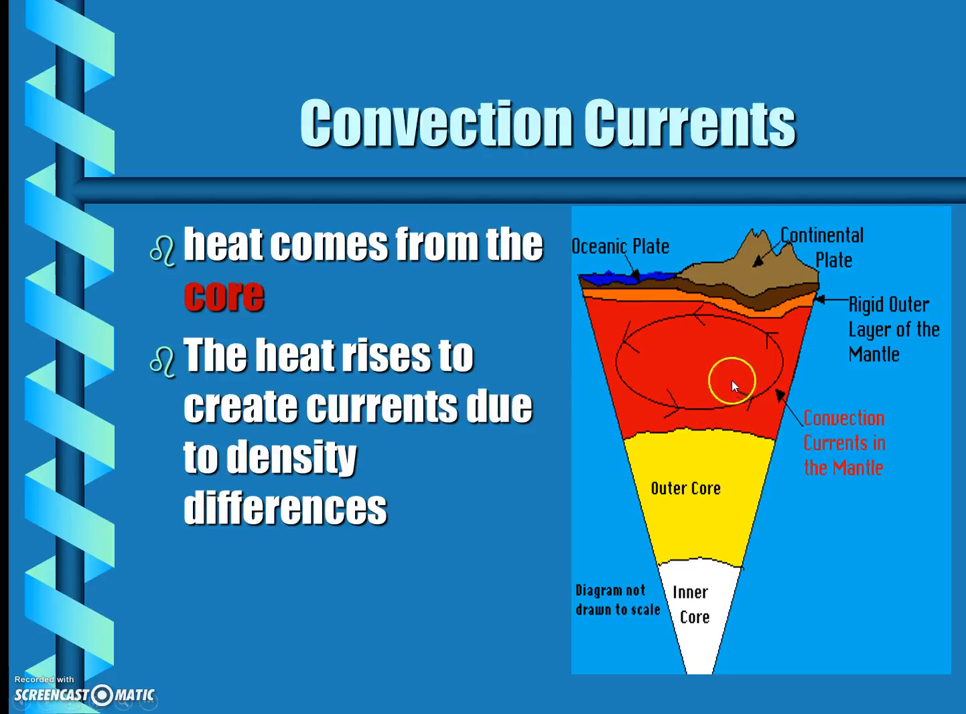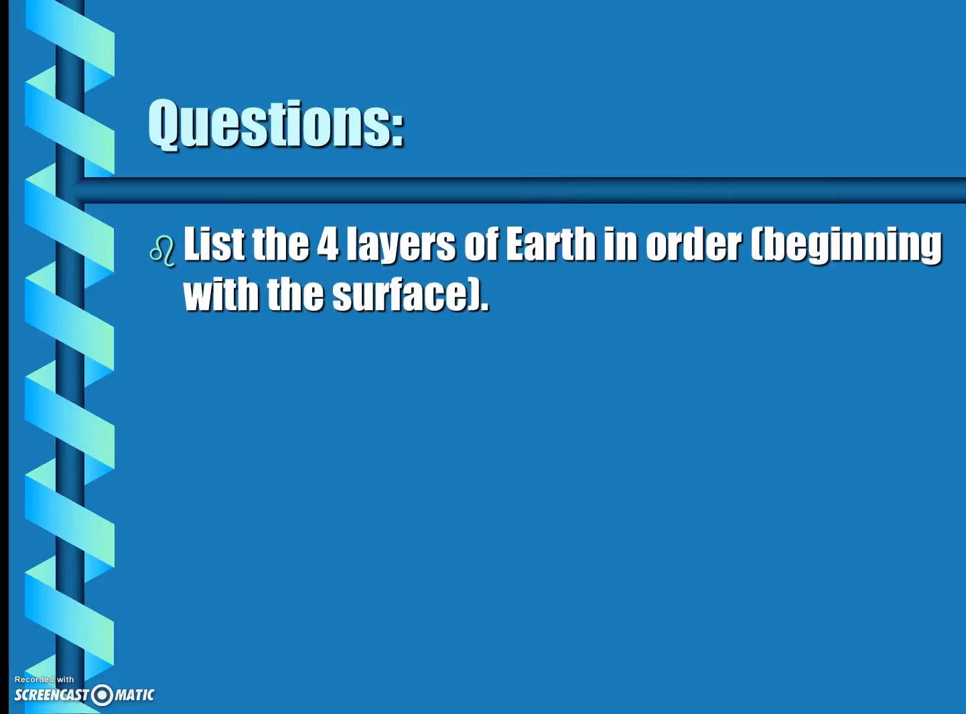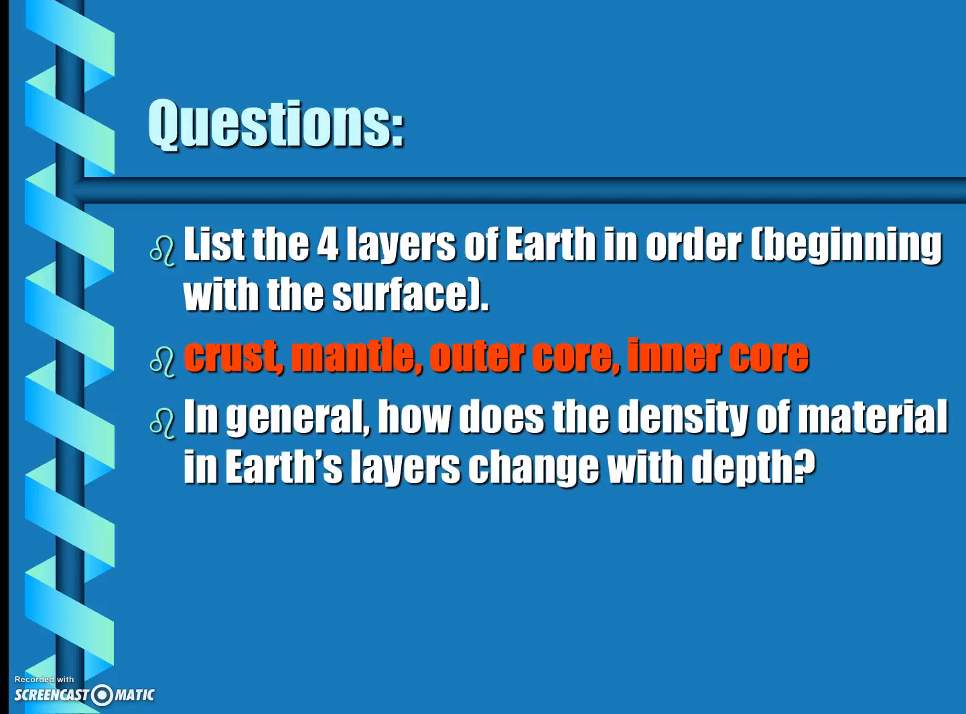So because of convection currents, that is why we have those tectonic plates moving, creating volcanoes and earthquakes and things like that. All right, so some questions for you. List the 4 layers of Earth in order, beginning with the surface. You should have the crust, the mantle, the outer core, and the inner core.